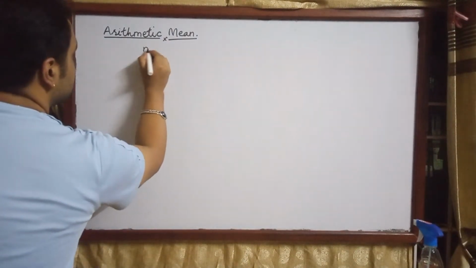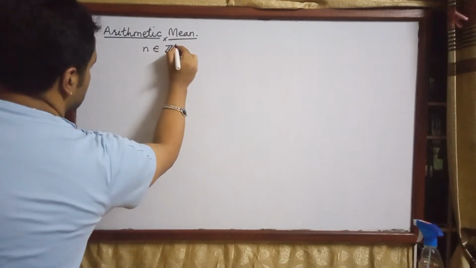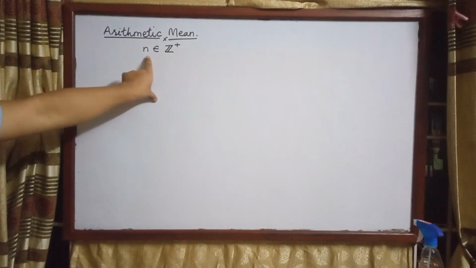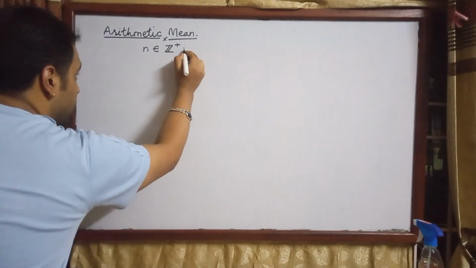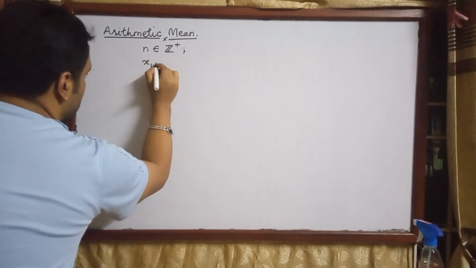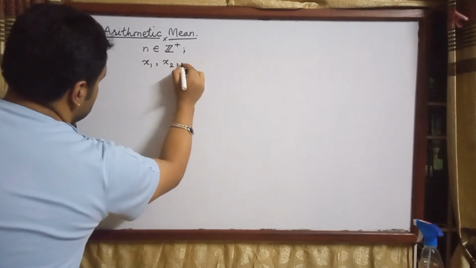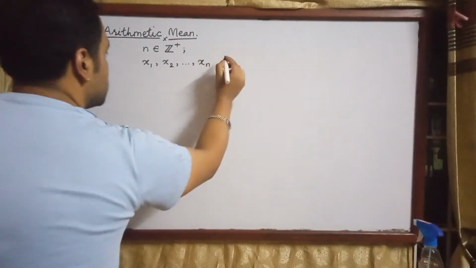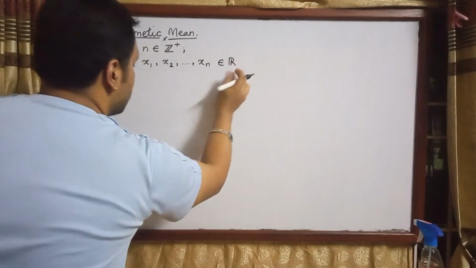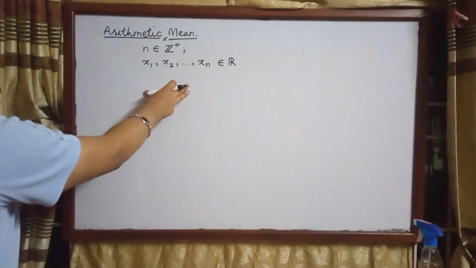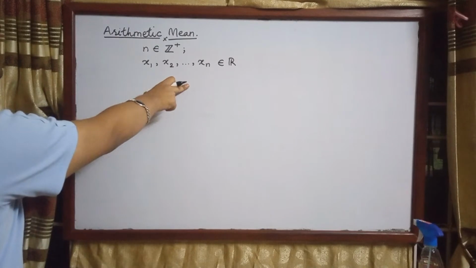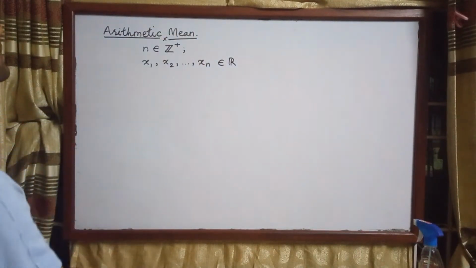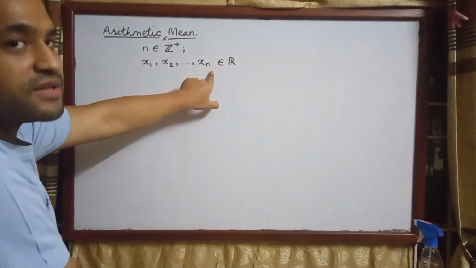First, we assume that n is a positive integer, and we assume that x1, x2, ..., xn are real numbers, preferably non-zero real numbers. Okay, and in elementary statistics and statistical methods, these were usually positive real numbers.